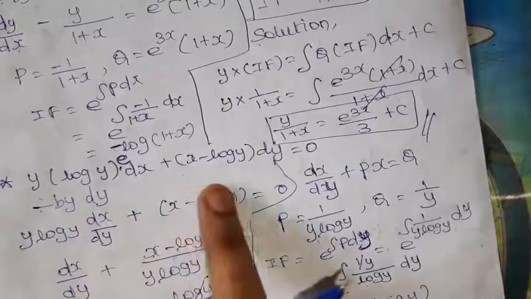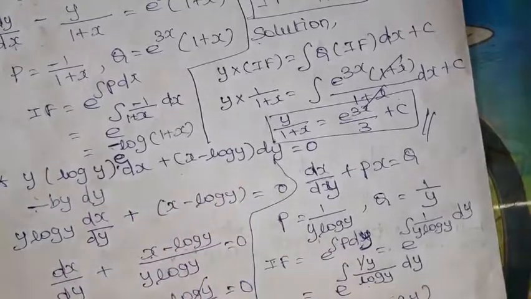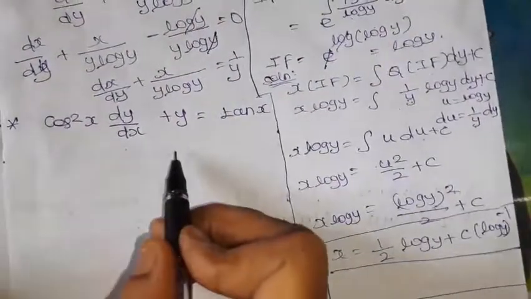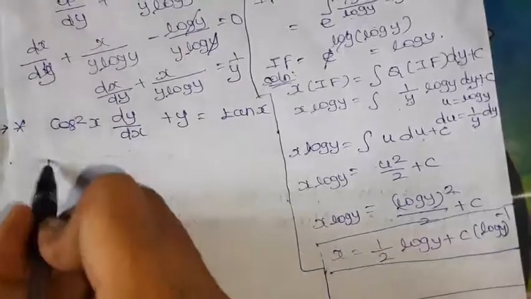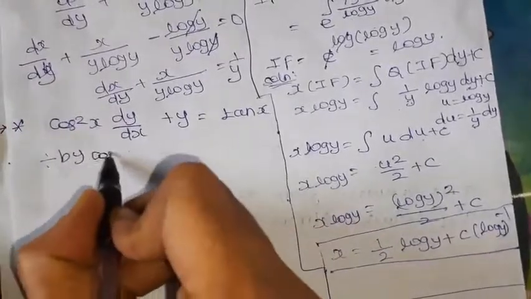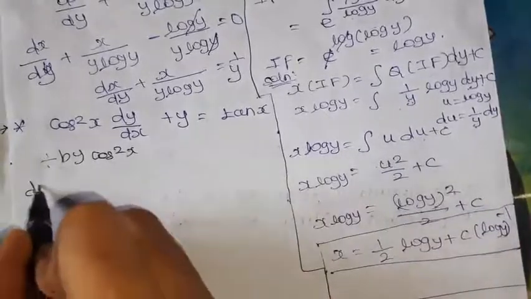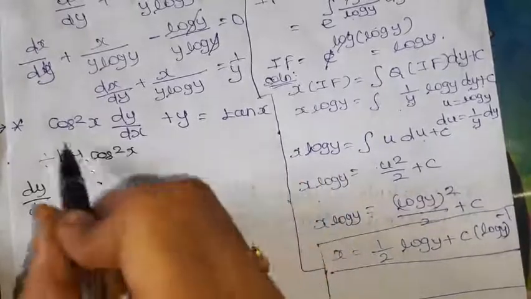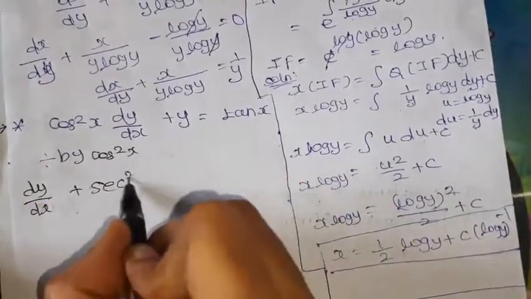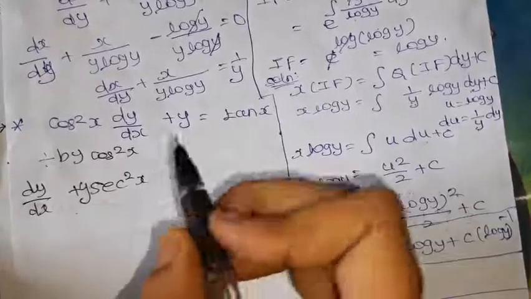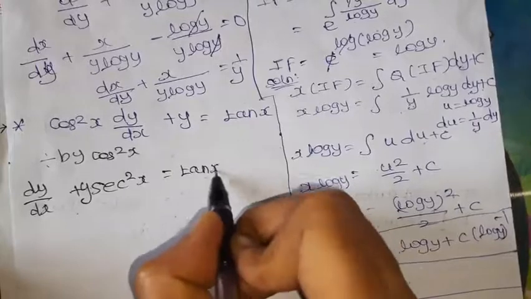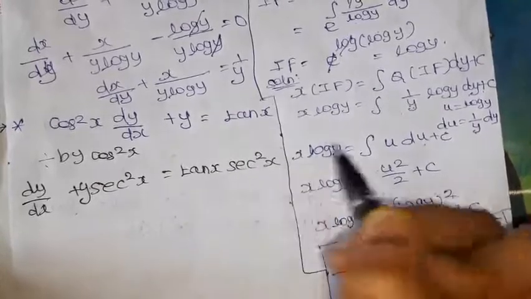Next problem: y log y dx equals x minus log y dy. So we will solve one more problem. Cos squared x dy by dx plus y tan x equals tan x. Divided by cos squared x, what do we get? dy by dx plus y by cos squared x, and y by cos squared x is nothing but y secant squared x, equal to tan x by cos squared x, which is nothing but tan x secant squared x.